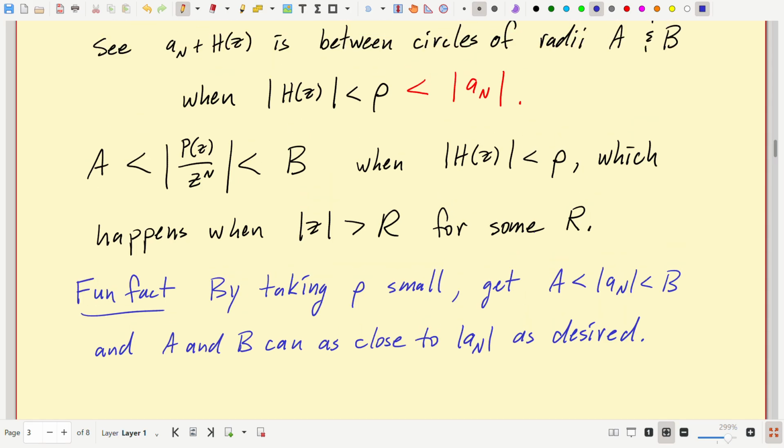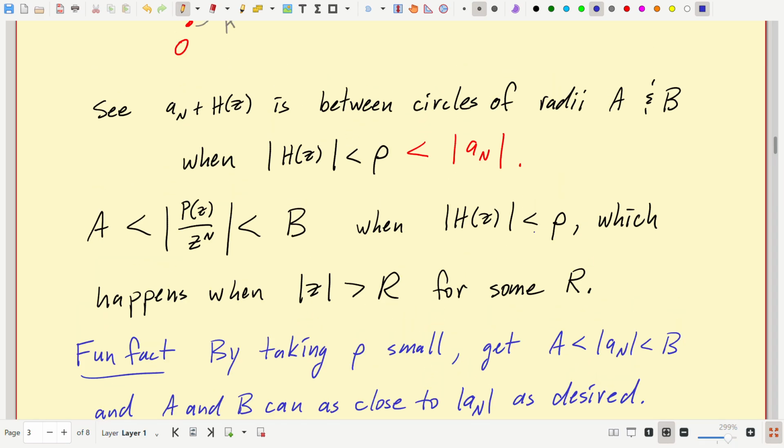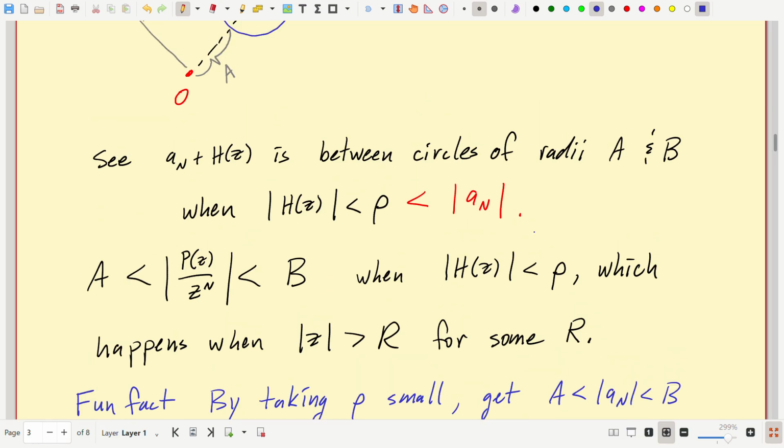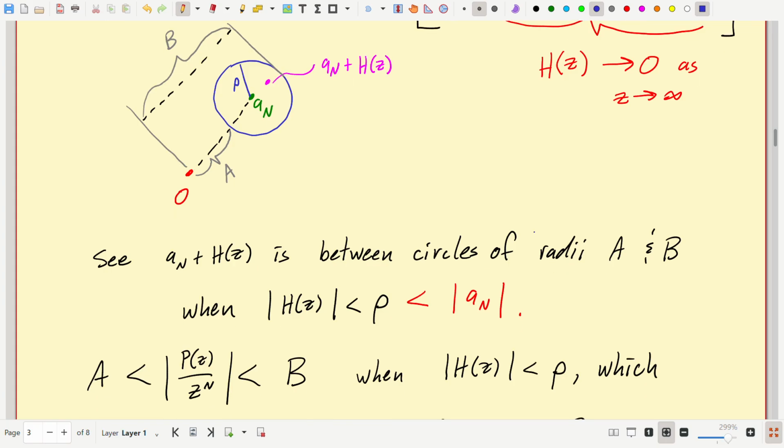What's r? Oh, the radius. Since h of z goes to 0 as modulus z goes to infinity, I can make it less than rho when mod z is bigger than some r. So there are two radii here, rho and r. Capital R is the radius for the modulus of z, and little rho is in that picture. I need h of z to be within a distance rho of a_n. Yeah, so there are two different radii with different meanings.